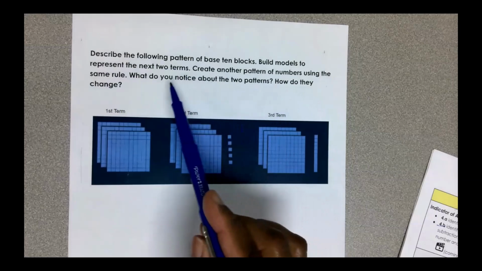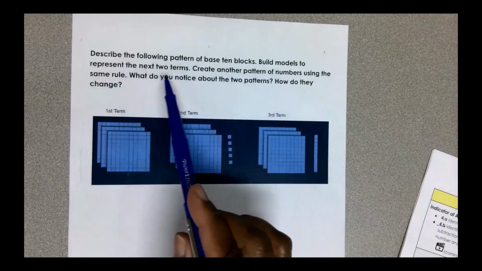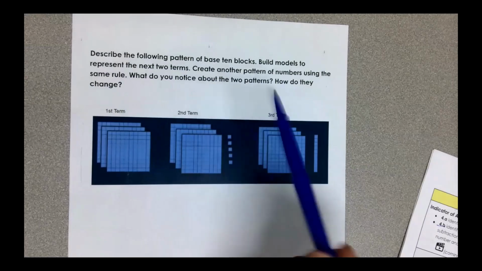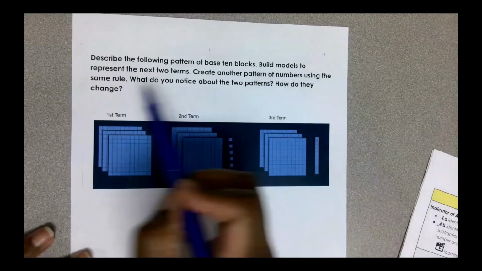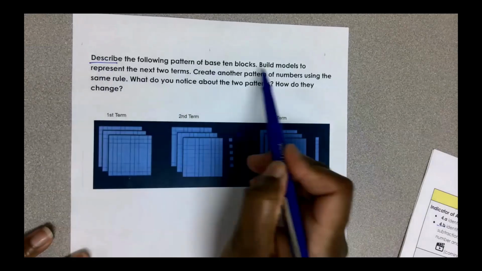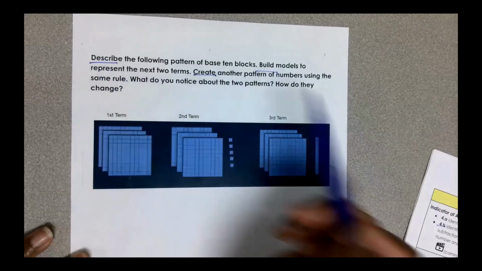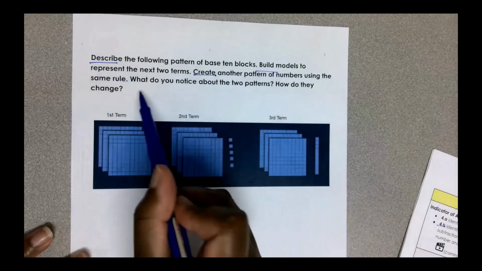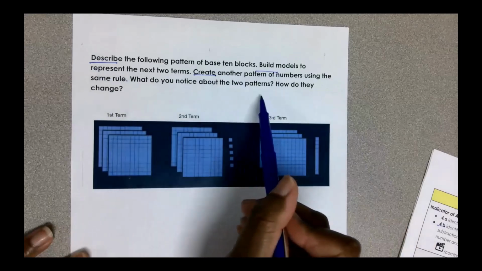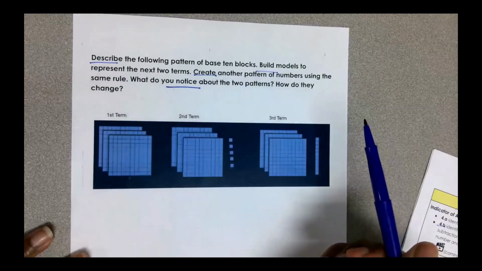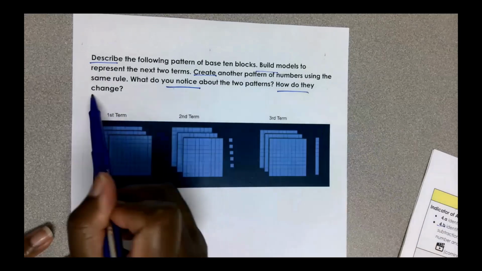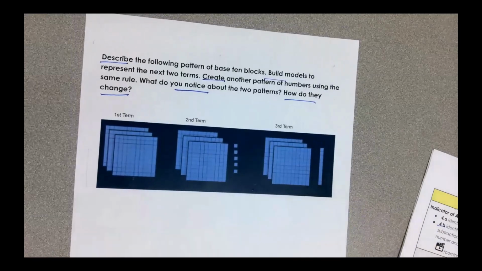It tells me that I'm going to need to build models to represent the next two terms, and then I need to create another pattern using the same rule. So I'm going to be describing, building, creating, and then I have a question here. What do I notice about the two patterns? So I need to also be able to notice. And then I'm also asked, how do they change? So what changes there between the patterns? So basically, the paragraph tells me what to do in reference to the picture of base 10 blocks. So I really want to think about what I noticed about these base 10 representations.